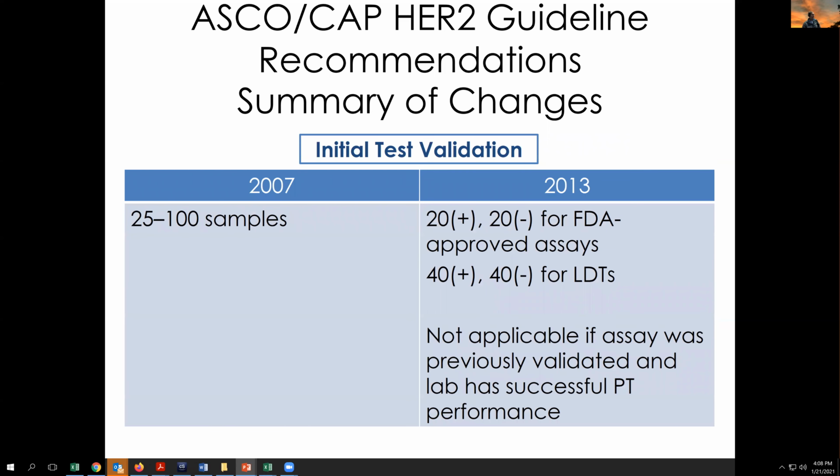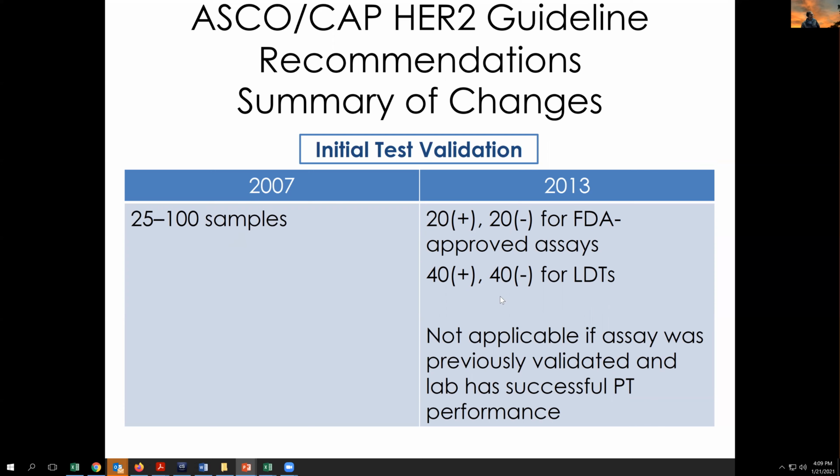Now, we know that this process can be iterative, and experience with the ASCO HER2 guideline is a nice example of this. So the recommendation from the initial guideline published in 2007 was that 25 to 100 samples ought to be studied to perform the validation. However, in 2013, this was reduced significantly with the current guidelines based on FDA-approved assays and only 80 samples for laboratory-developed tests.